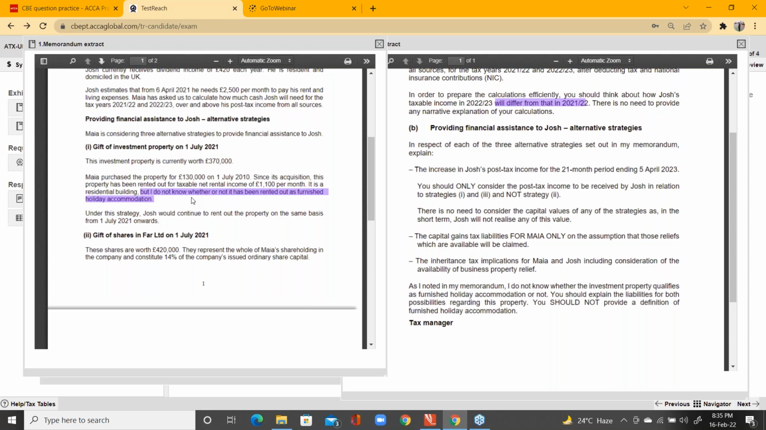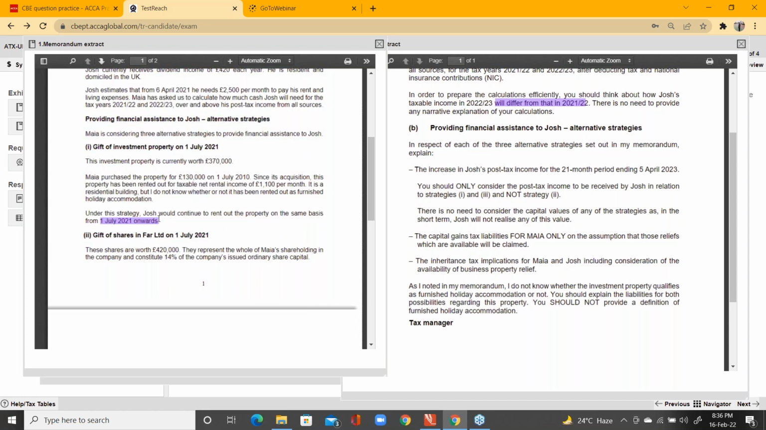And we know one thing, that for capital gain purposes, FHL property would be considered a business asset. And on the disposal, transfer or sale of business assets, multiple types of reliefs are there. But the manager is saying that she doesn't know whether or not it has been rented out as furnished holiday accommodation.